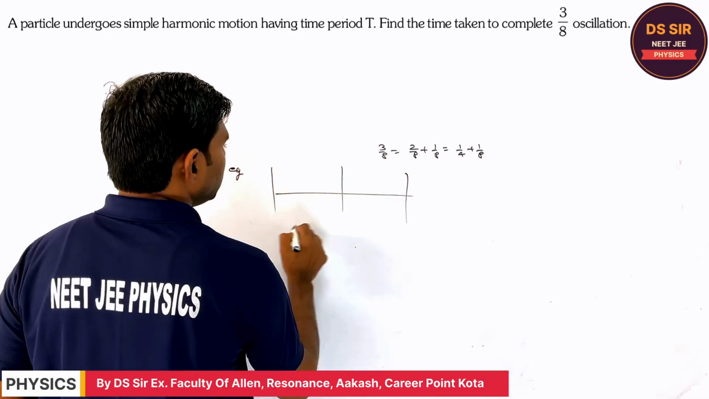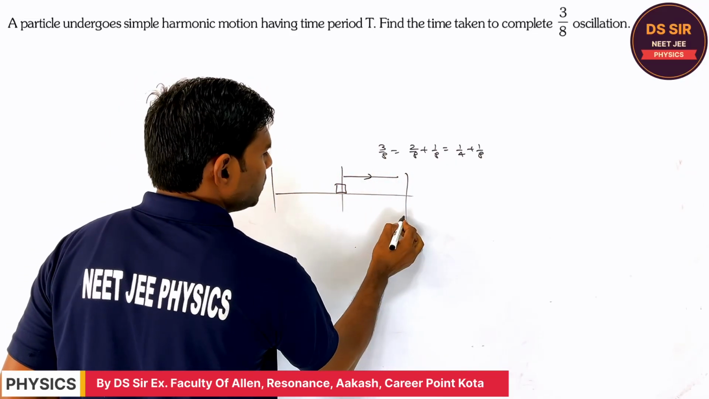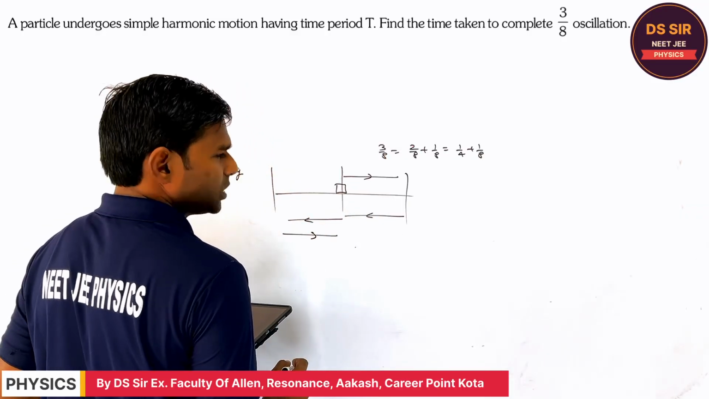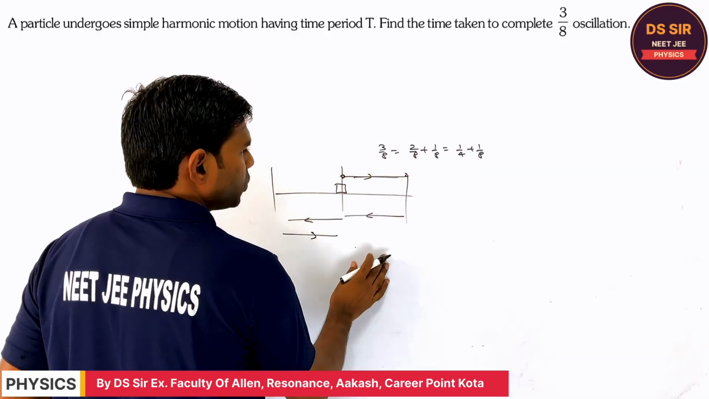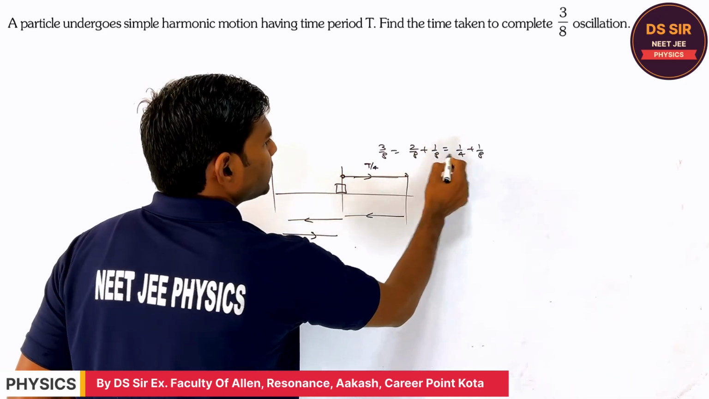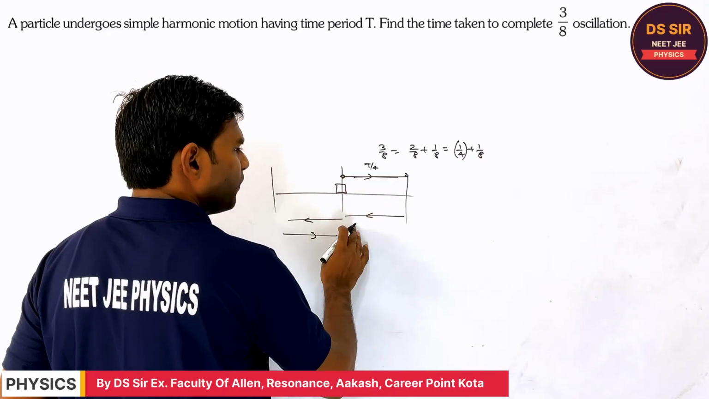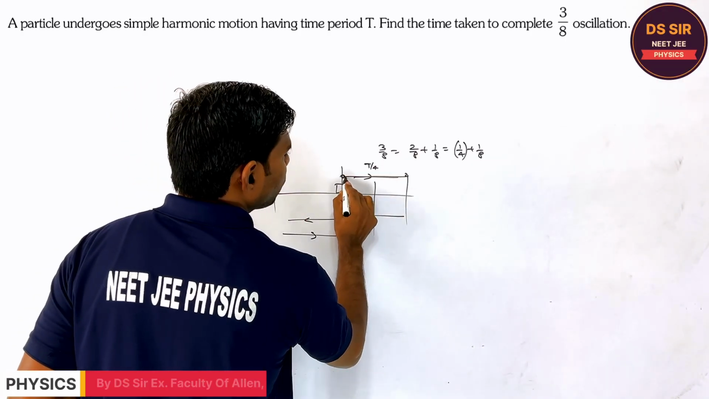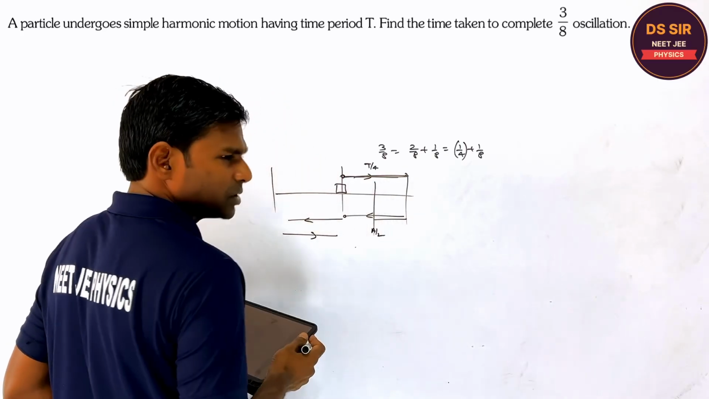Consider a particle performing SHM. This is the 1/4 oscillation, the other 1/4, 1/4, and the remaining 1/4 oscillation. So from here to here, to complete the 1/4 oscillation, the time taken is T by 4. Right, this is the 1/4 oscillation. And what about the 1/8? It means half of the 1/4 oscillation, the particle moves from here to here, then it moves at a by 2. Is it clear or not?